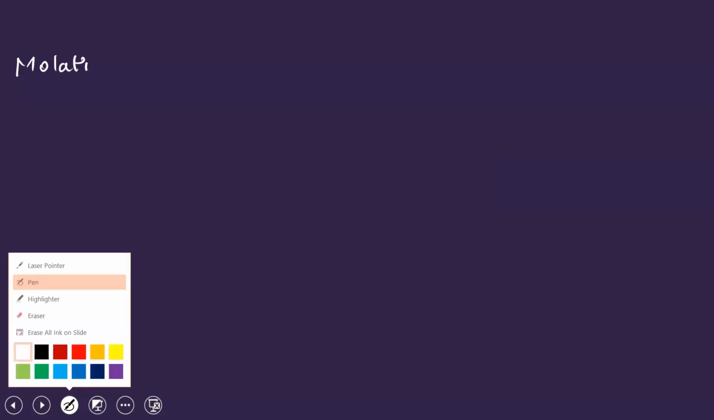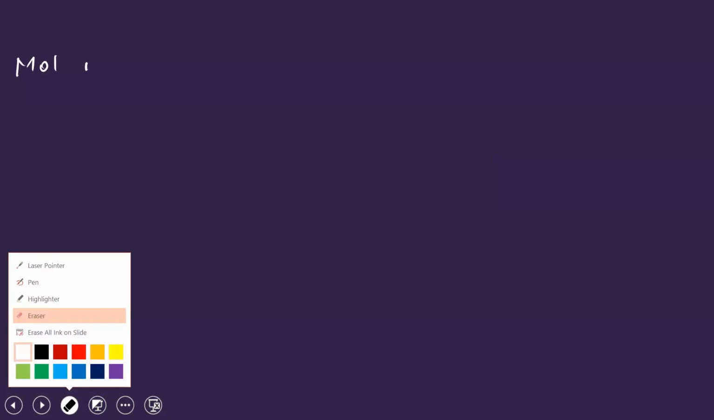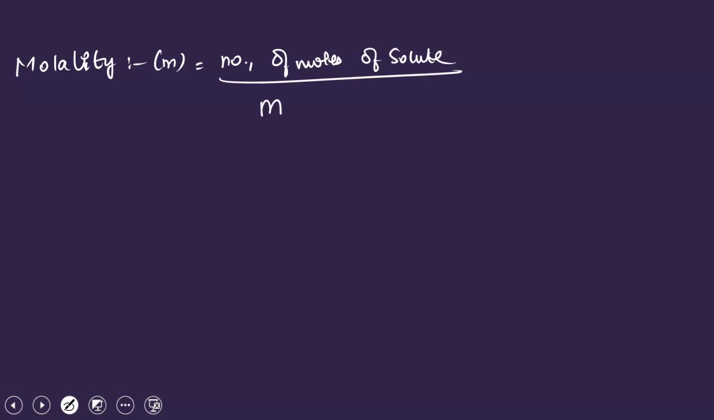Molality. It's represented with the small m. This is equal to what? Number of moles of solute by mass of solvent in kg.